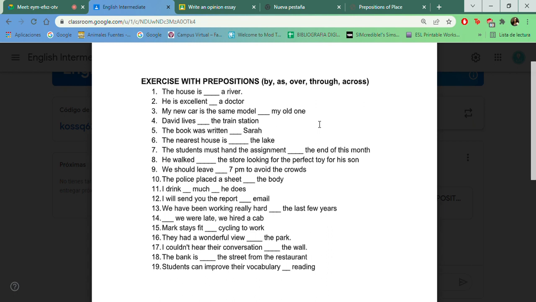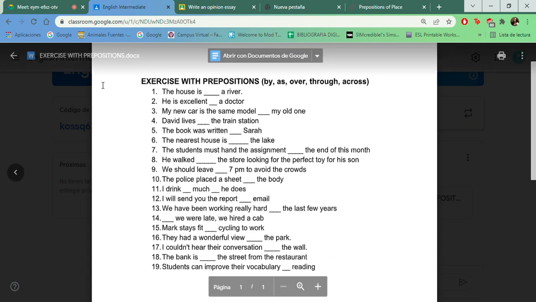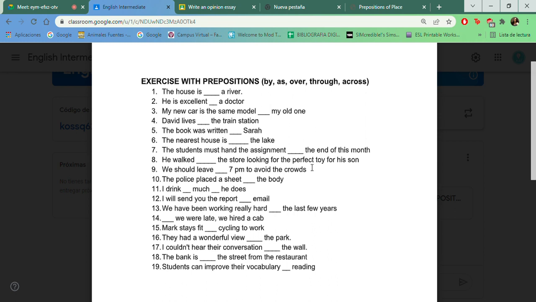With roles, professions, we use as. My new car is the same model as my old one. Remember, with the same or identical things, we use as. Okay.